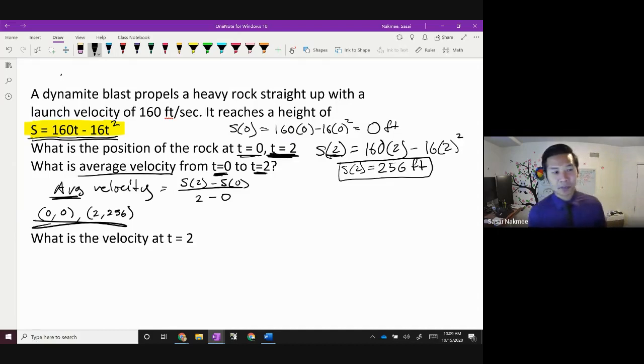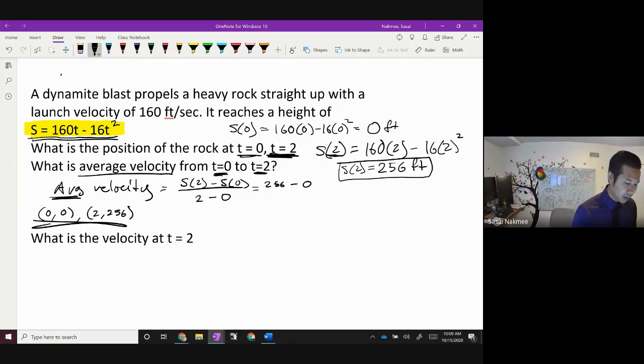And to give us the average velocity, it's just the average rate of change, and it's just those positions, right? So we have here 256 minus 0 over 2 minus 0, which is going to give me 256 divided by 2, which is going to give me 128. Wow, that was 128.